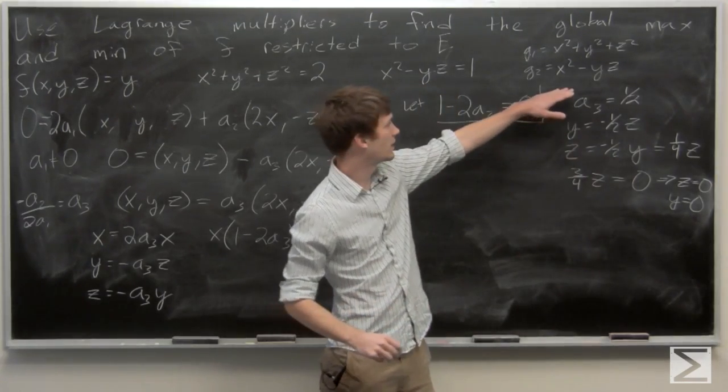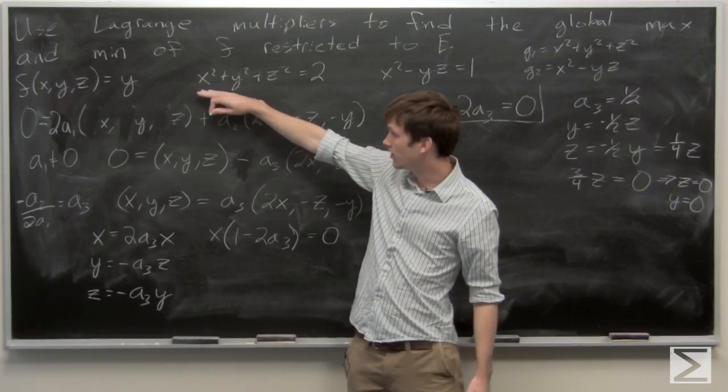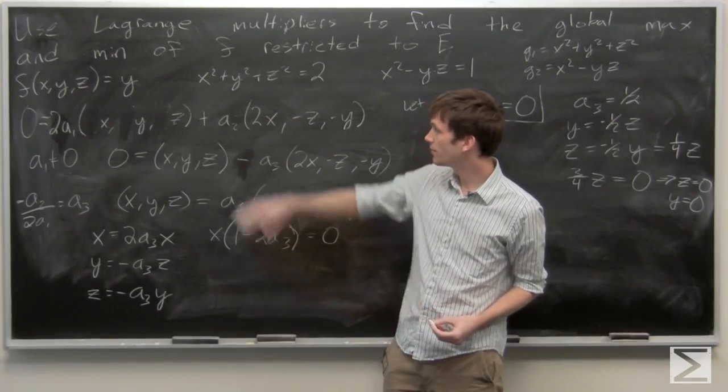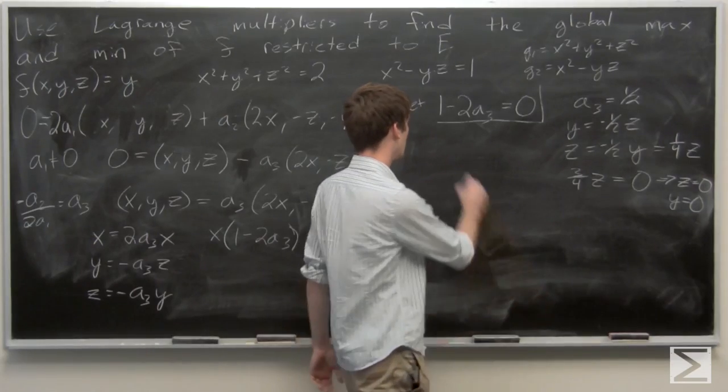And that means that we can look at our two constraints as well. So we have x squared plus y squared plus z squared is equal to 2.